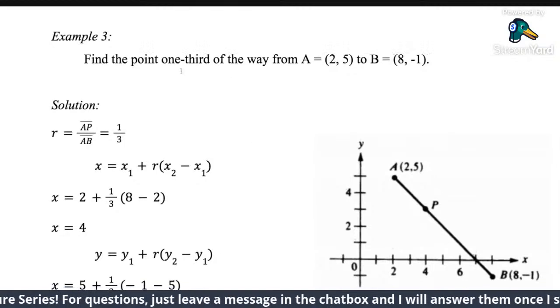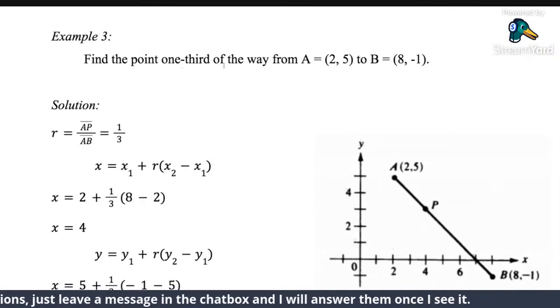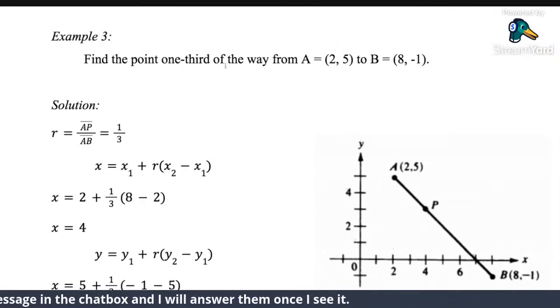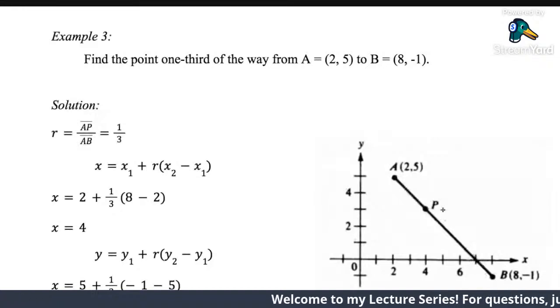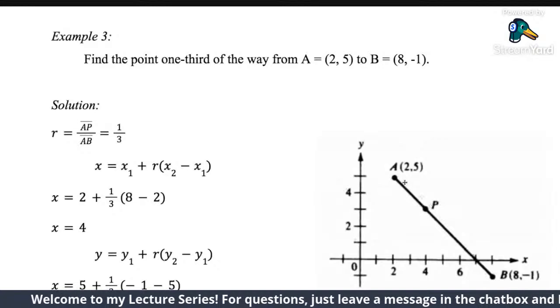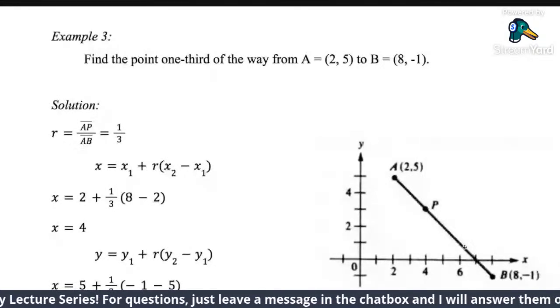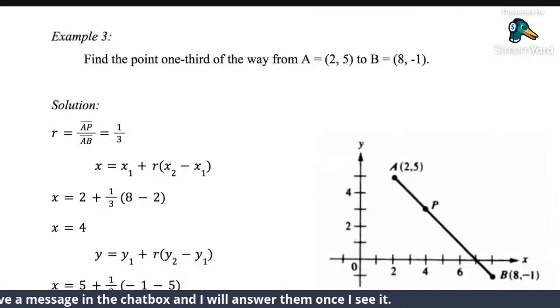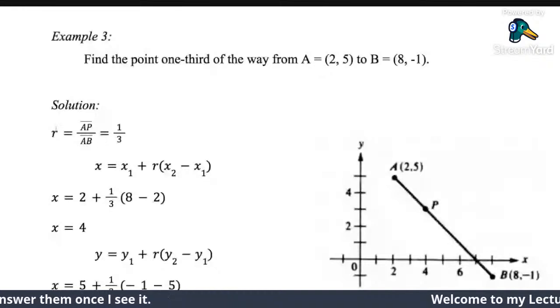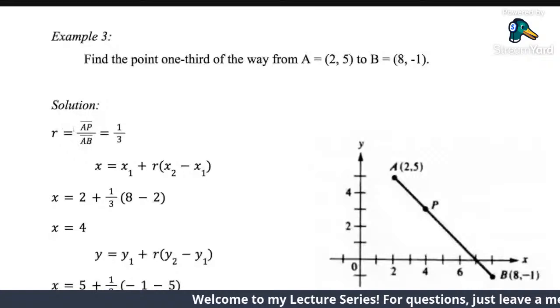So here, find the point 1/3 of the way from point A with the coordinates 2, 5, to point B with the coordinates 8, -1. So if you're going to draw that in the Cartesian plane, you will have this. So we have a point P. Okay, we do not know where point P is, but what we only know is that it lies between A and B. Okay, so first we have r, but it says it's 1/3 of the way from point A to B. So we know that r here is equal to 1/3, okay? Because it says 1/3 of the way.